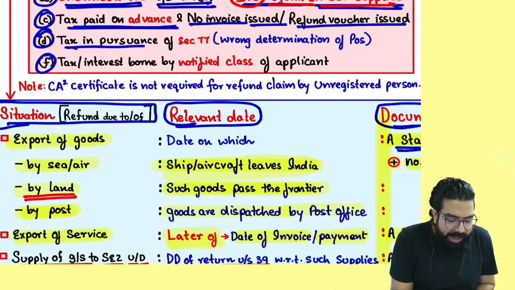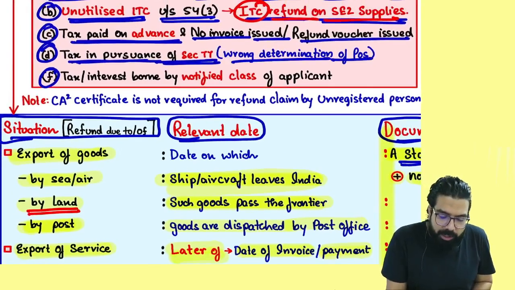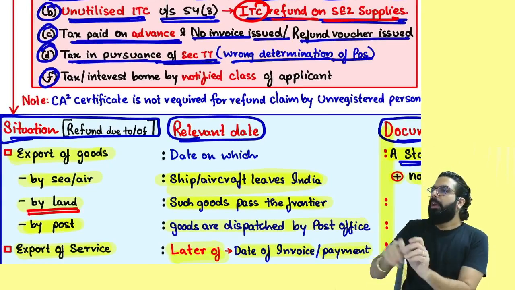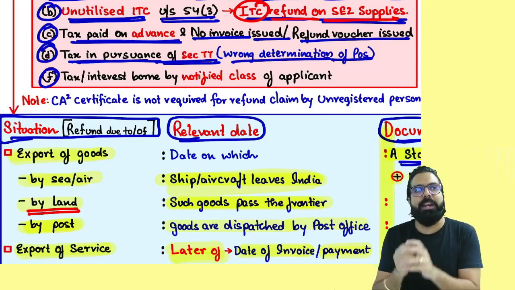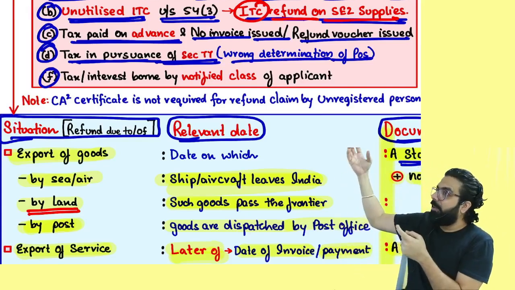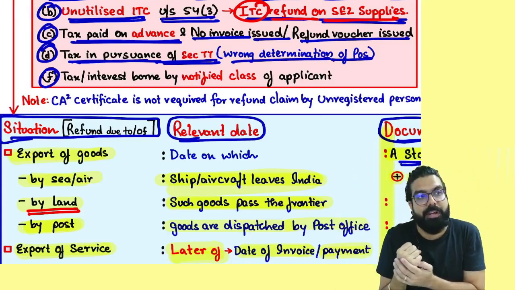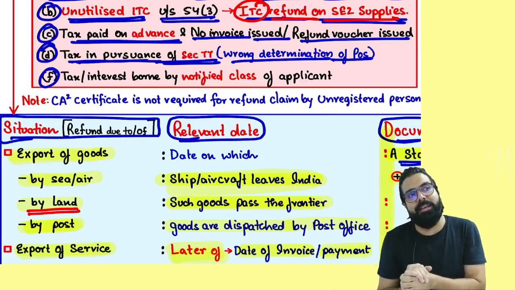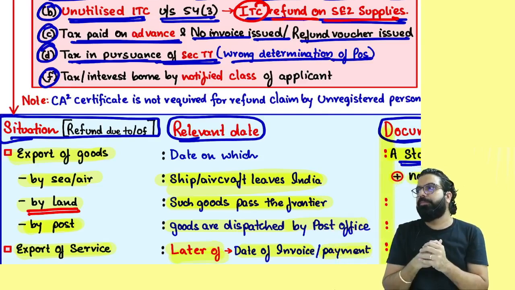The next is tax paid in pursuance of section 77, that is, wrong determination of place of supply. I paid IGST and CGST and SGST by mistake. Later I realized, oh no, I should have paid IGST. So you can pay the IGST and claim a refund of the CGST and SGST. When the government is giving you a refund of the CGST and SGST, proof of unjust enrichment is not applicable.